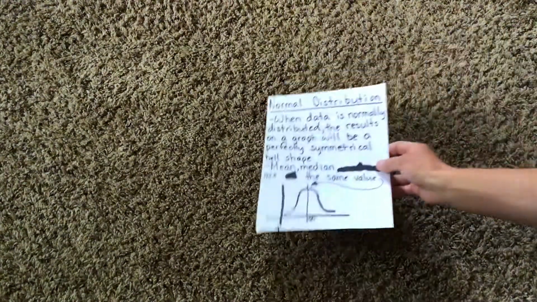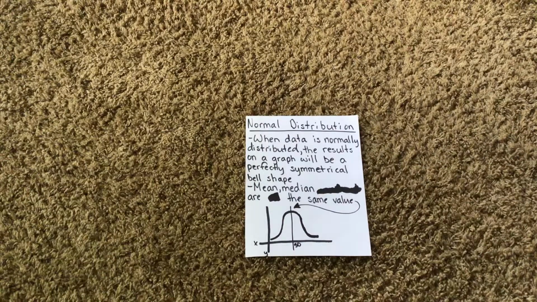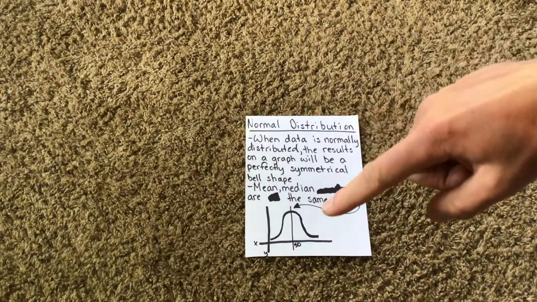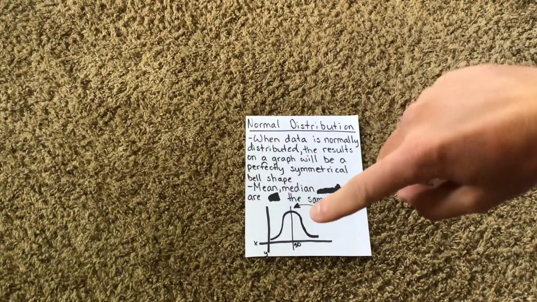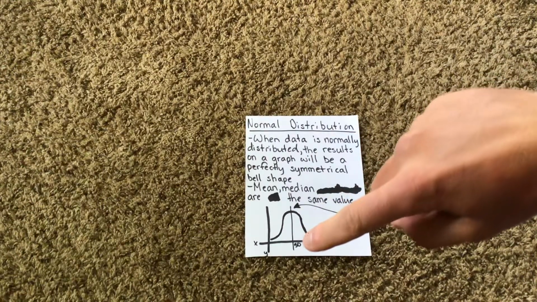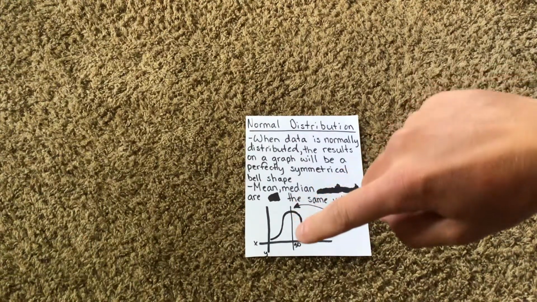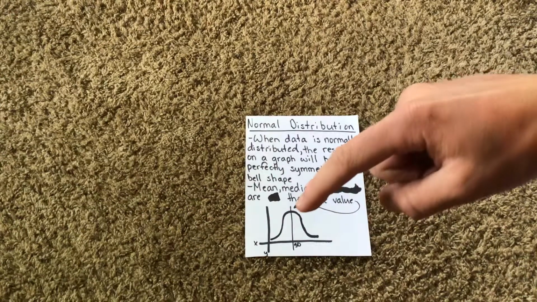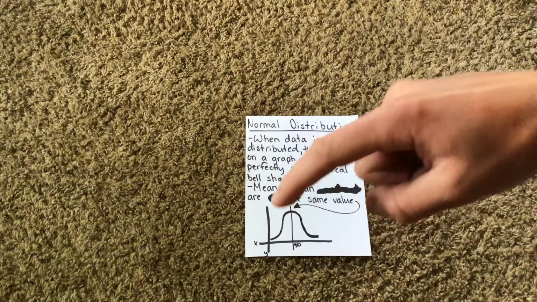So first, what does it mean for data to be normally distributed? When data is normally distributed, the result on a graph will be perfectly symmetrical and bell-shaped, and the mean and the median will be the exact same value on the graph. So here, for example, say the mean and the median would be 50. It goes right through the middle of the data, and the mean and the median are at the top of the bell curve on the graph.